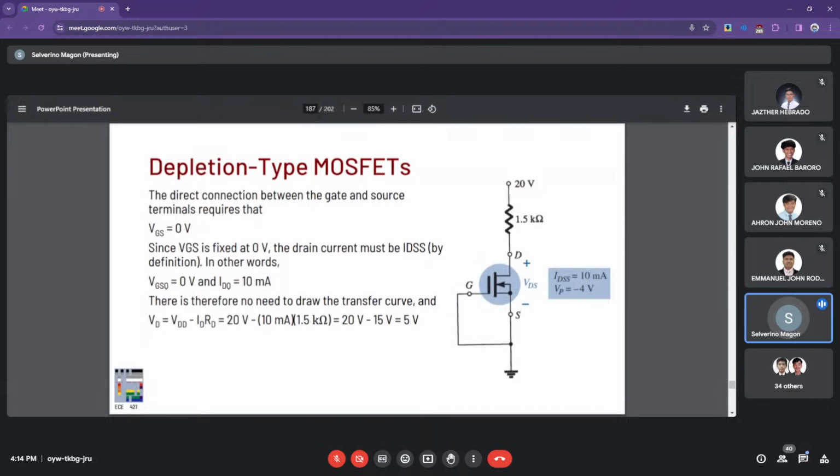So VGS is at 0, meaning it's fixed at 0, and the drain current must be IDSS as in all the other cases. So VGS is 0, and the ID Q point is at 10 milliamps. So there's no need to draw the transfer curve. And for the load analysis, we have VD at VDD minus IDRD, and this is also maintained at 5 volts.